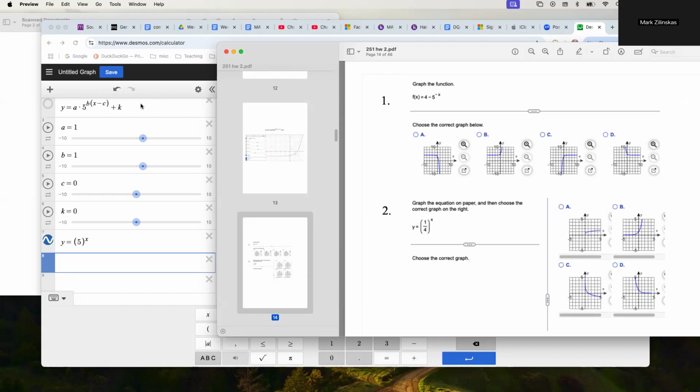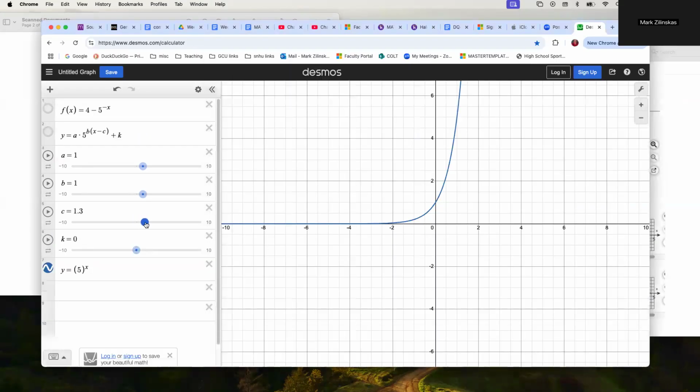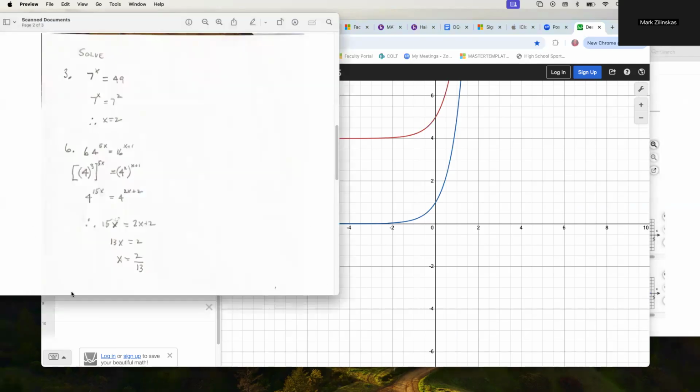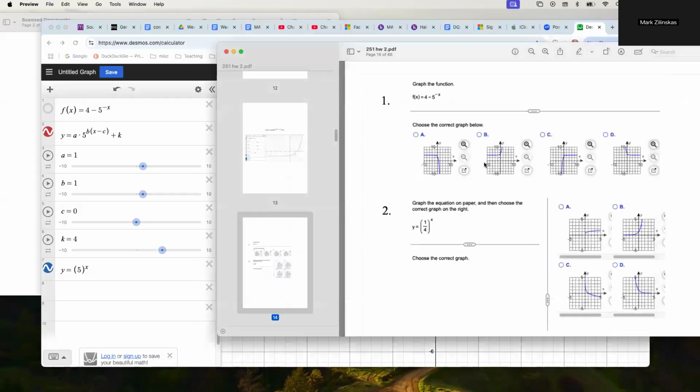Notice this 4 would be equivalent to making k 4. So if I shift my value, not c, excuse me, if I shift my k to be equal to 4, and I look at this graph right here, all that does is shift the blue graph up 4 units when k is equal to 4. So I know my graph is shifting up 4.